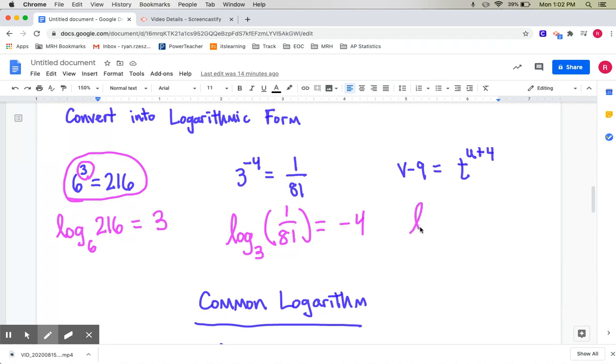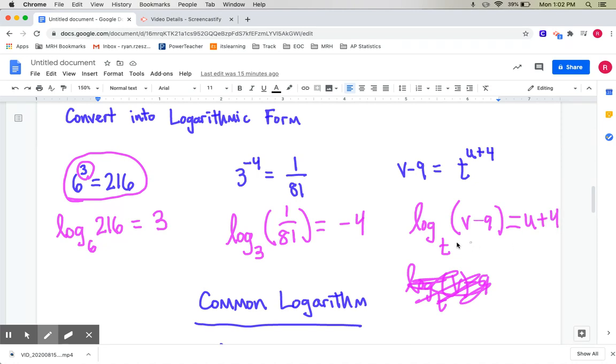My last problem is going to go log base t of (v minus 9), and I have to put the v minus 9 in parentheses to show this is all on the inside of the log. If I left it like this, it's bad because it's ambiguous. Is the 9 inside the log, or is it actually just this? So be clear when there's more than one term what's supposed to be on the inside. Equals u plus 4, and if you check it, it does work out.